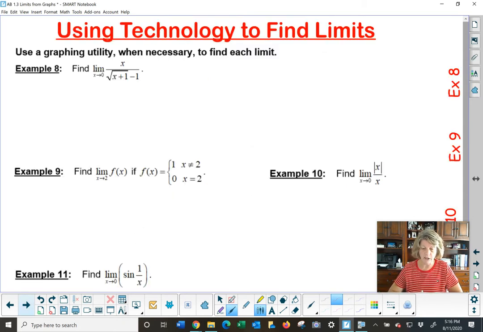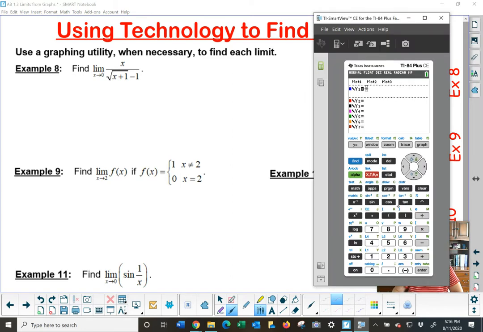So, using technology to find limits. Use a graphing utility when necessary to find each limit. So now what we want you to do is get your calculator out and get it ready. Plugging these in, and then we'll read them. You guys are, I would hope, very comfortable entering a function. I'm going to put x over the square root of x plus 1. If you do not have a graphing calculator at home or close by, just hop on Desmos and do it on Desmos. So I've got that.